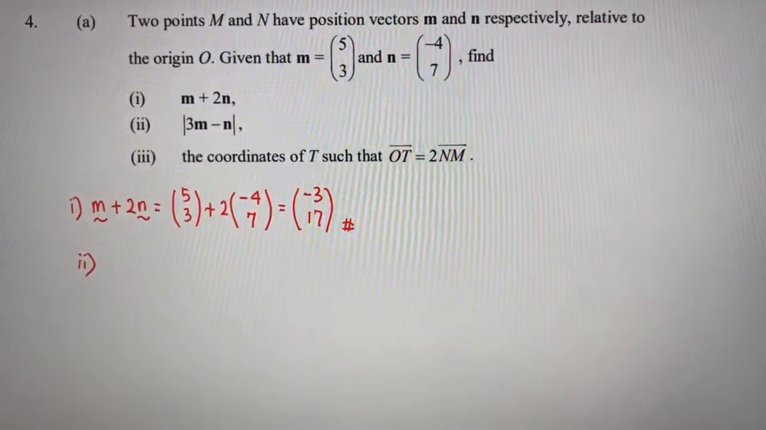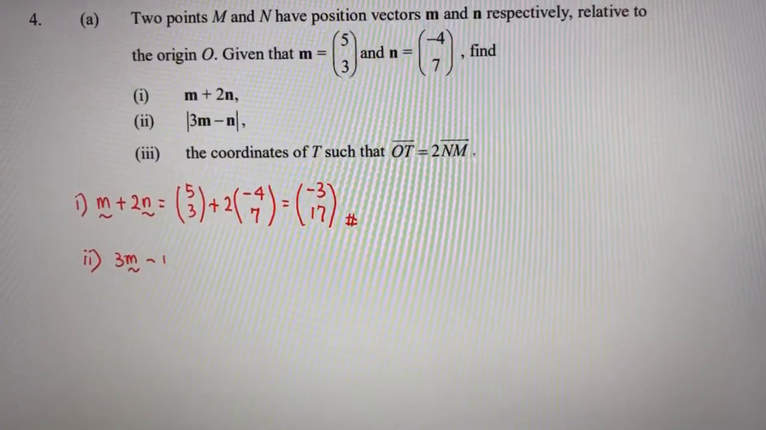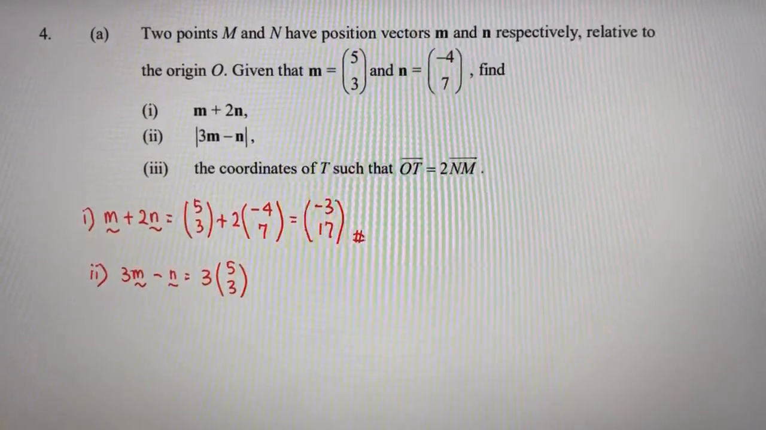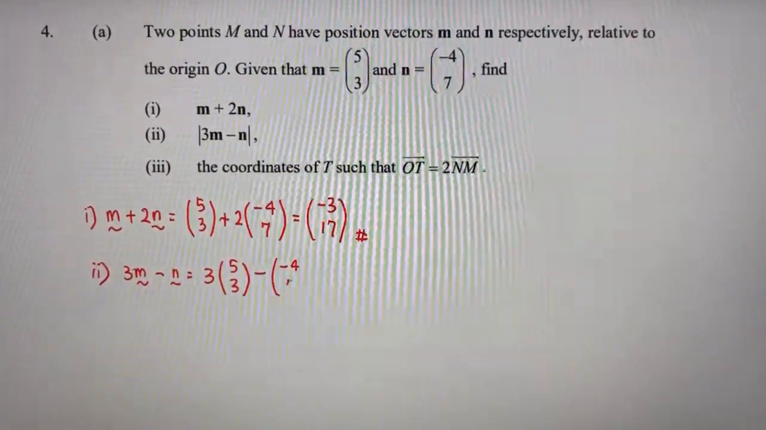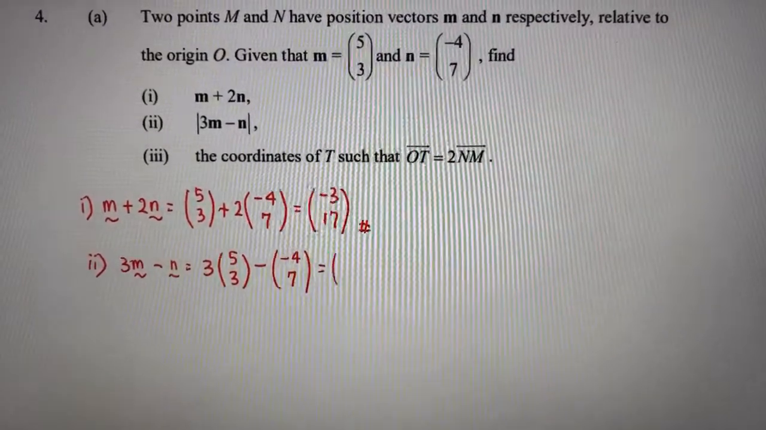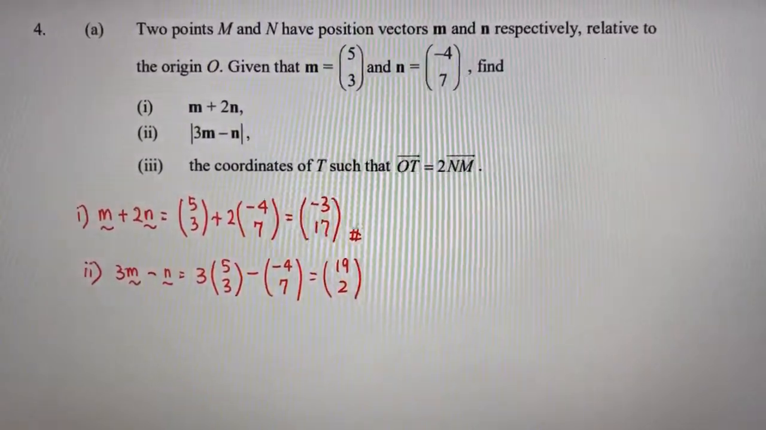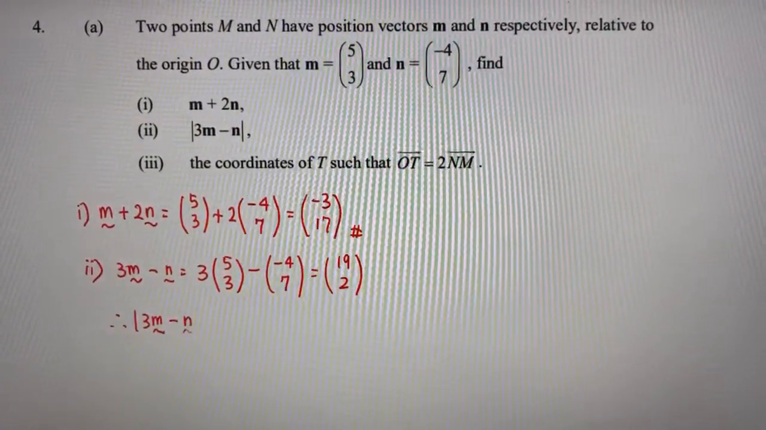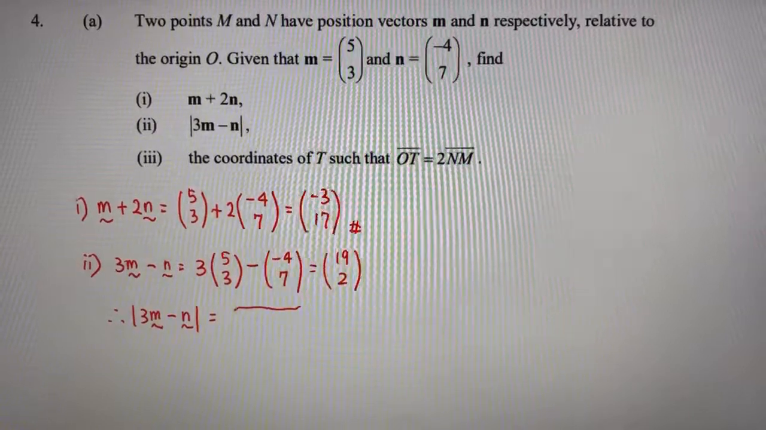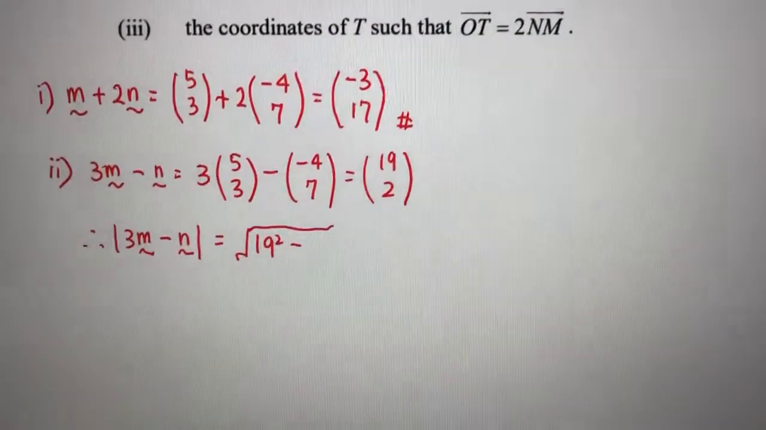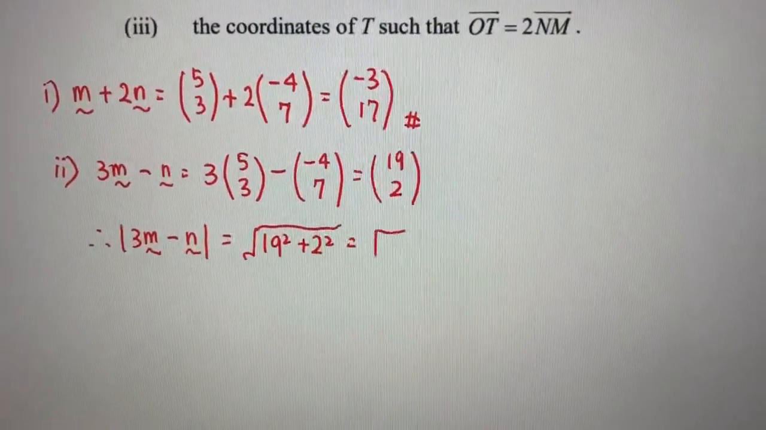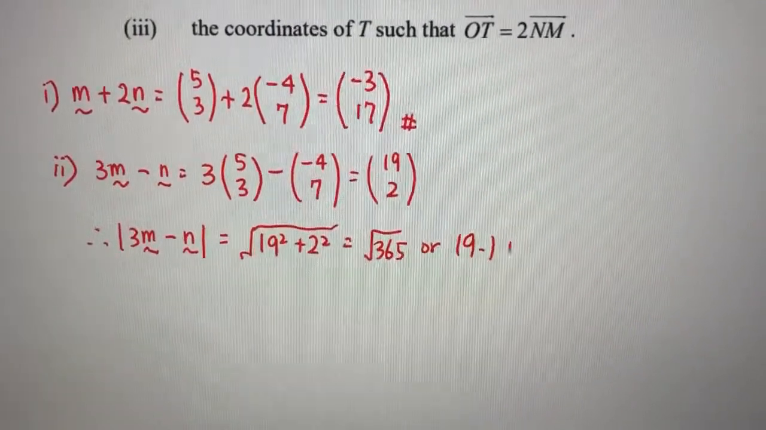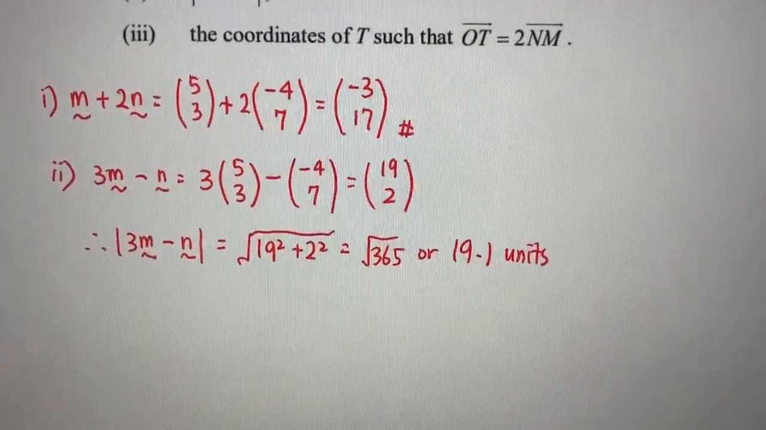As for part 2, we are asked to find the magnitude of the vector 3m minus n, which in this case we must first find the vector 3m minus n. Again, similar to the previous part, by performing a simple substitution, we can easily obtain our answer as 19, 2. And with that, finding its magnitude, we apply Pythagoras theorem. So square root of 19 squared plus 2 squared, we'll get square root of 365, or 19.1 units to 3 significant figures.